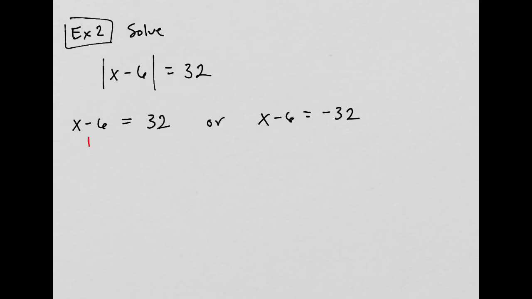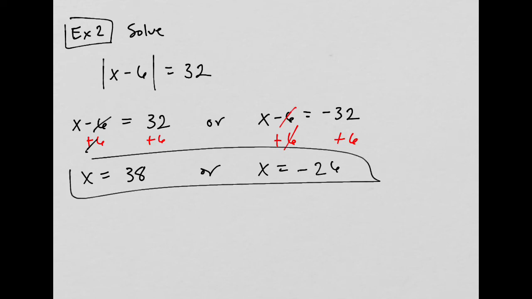This time I would add 6 to both sides. And I get x equals 38. And then on the other one, plus 6, plus 6, x equals, well, negative 32 plus 6, 32, 31, 30, 29, 28, 27, 26, negative 26. And those are my answers. Pretty simple. So you make two equations and then solve each of them. The thing that's different is that negative on this other equation. So one equation exactly the same without absolute value. The other one almost the same. We just put in a negative on that other side.